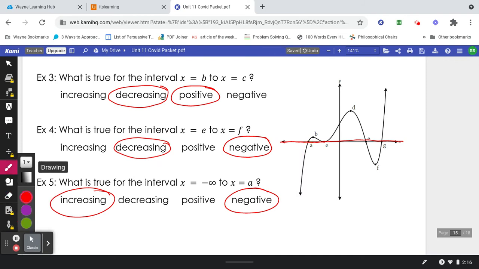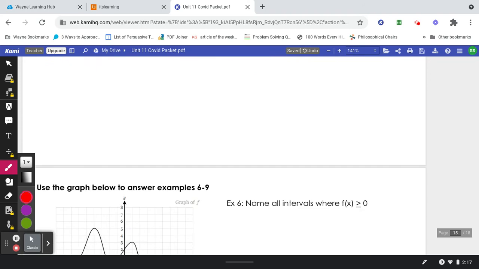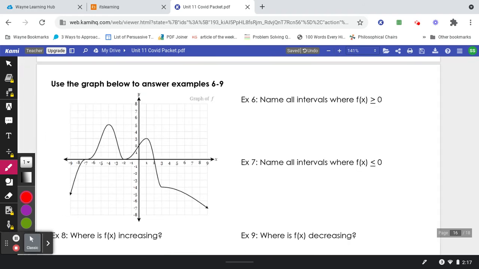All right, on the back side, we've got some problems here. This is going to be similar to what we've done before. We just have to make sure we understand the notation. So name all intervals where f of x is greater than or equal to 0. So greater than or equal to 0 is another word for positive.